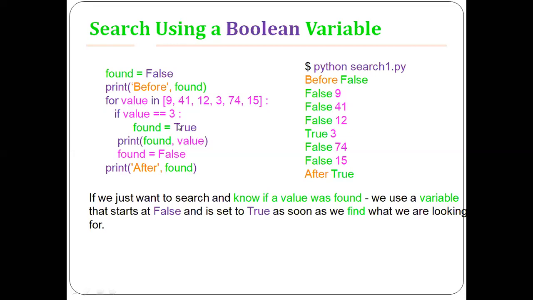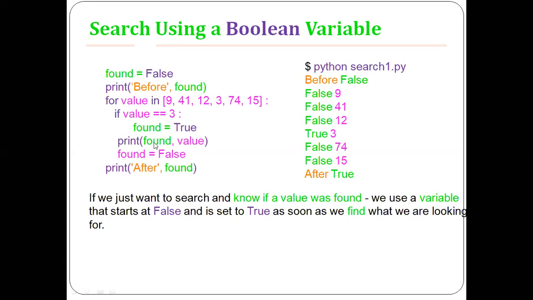So in the third iteration, 12 is copied to value. Is 12 equal to 3? No, not equal. So found is still false and value is 12, and that will get printed, and we are resetting found equal to false. In the fourth iteration, 3 is copied to value, where value is equal to 3, and found is set to true.